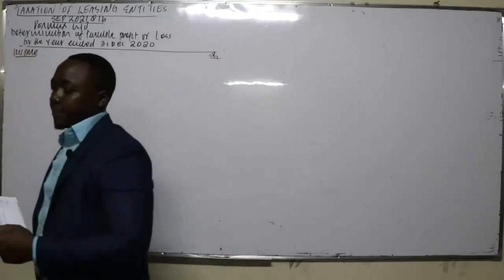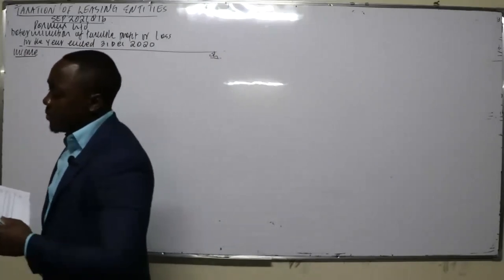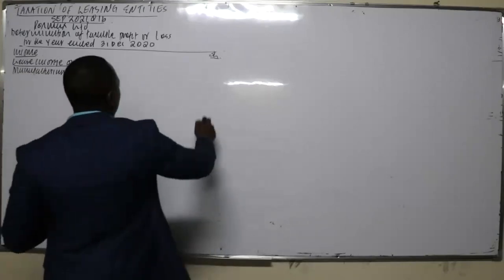So we start with the income. Note number one. Asset list in the cost of the year was manufacturing machinery to Pendo Limited at an annual lease of 4.2. So it's lease income on number one. We leased a manufacturing machinery at an annual lease of 4.2.